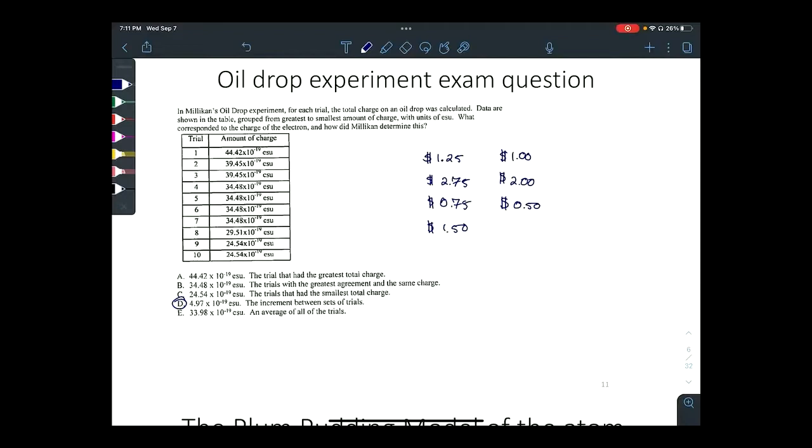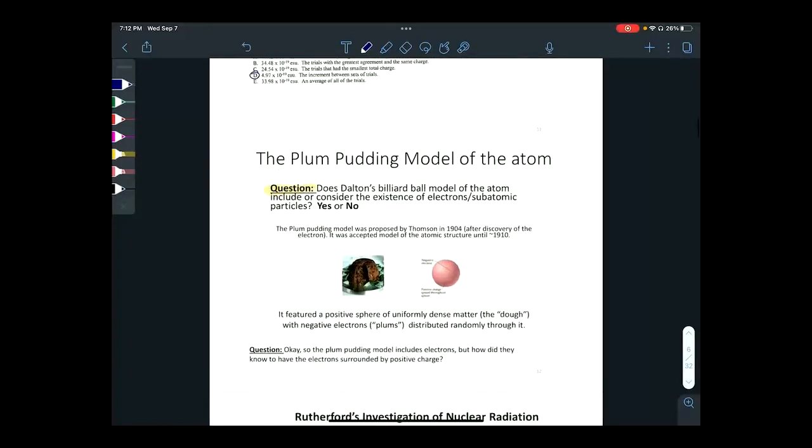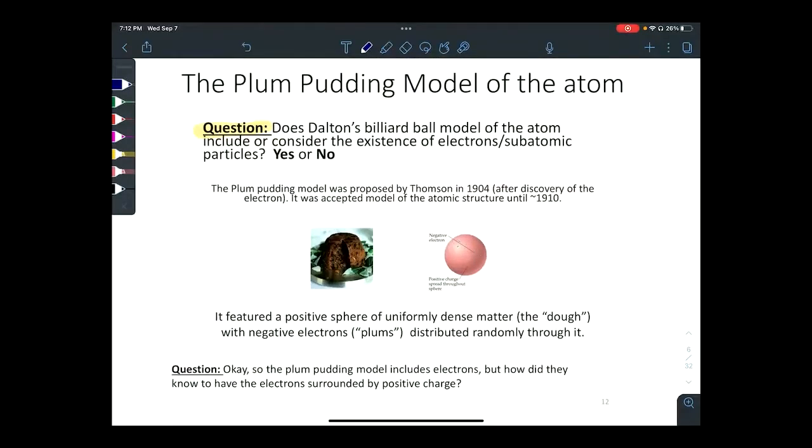Someone else came up with another experiment to calculate the charge of a single electron using a completely different experiment, and he got the same number. So that kind of gives you more confidence in Millikan's answer. All right, so that is the electron. So now we know the properties of an electron.